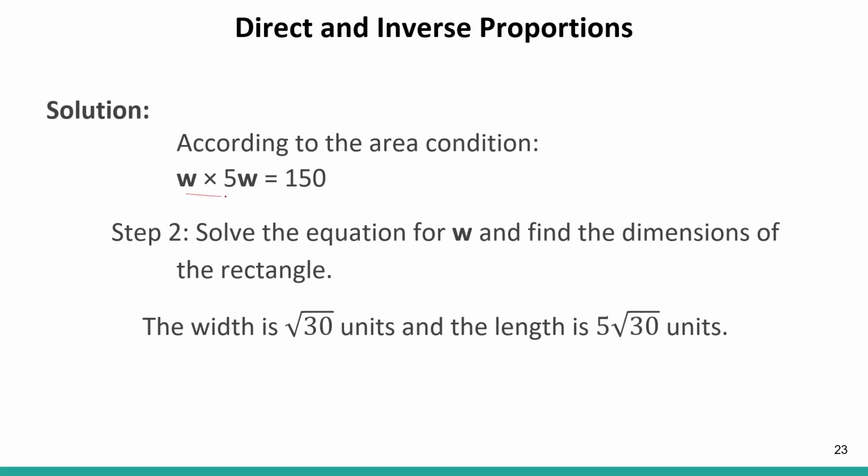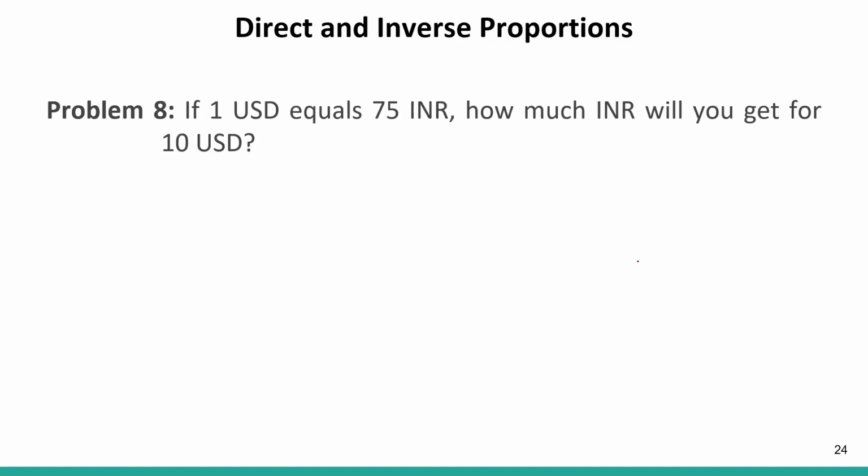So W into 5W is equal to 150. Solve the equation for W and find the dimensions of the rectangle. So the width is root 30 units and the length is 5 root 30 units. So let's see problem number 8.